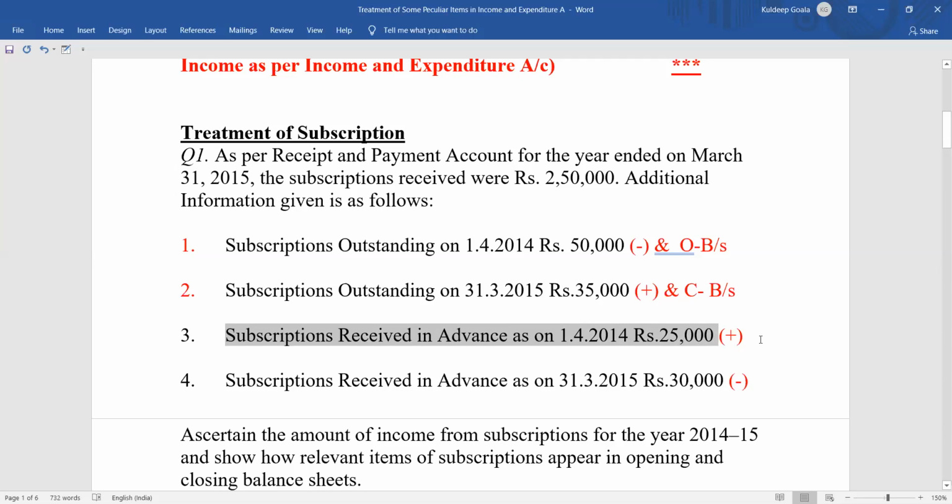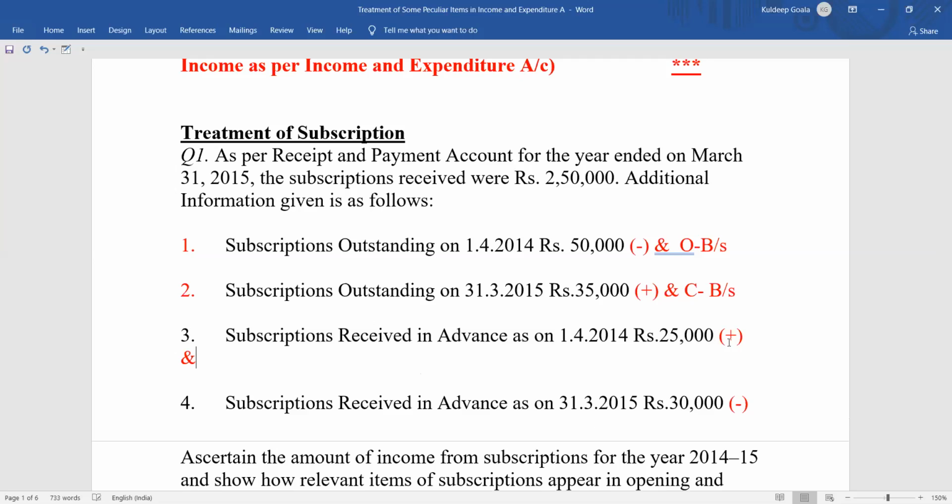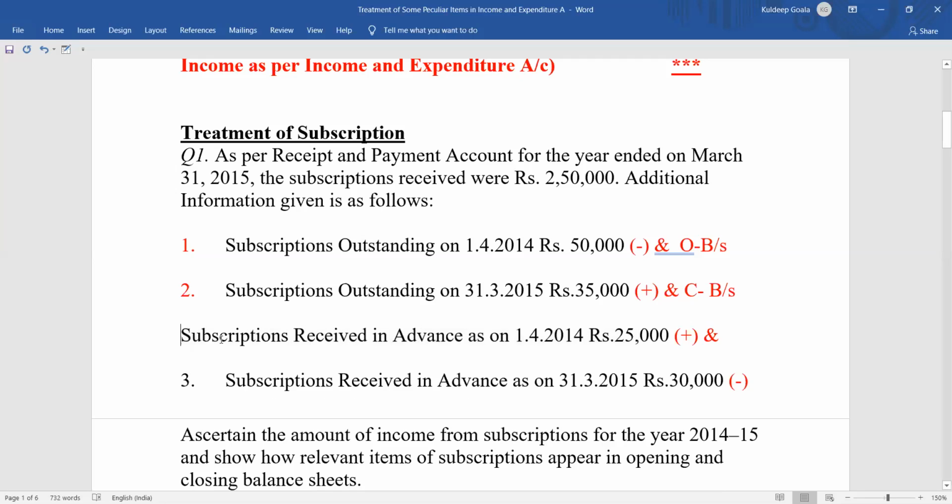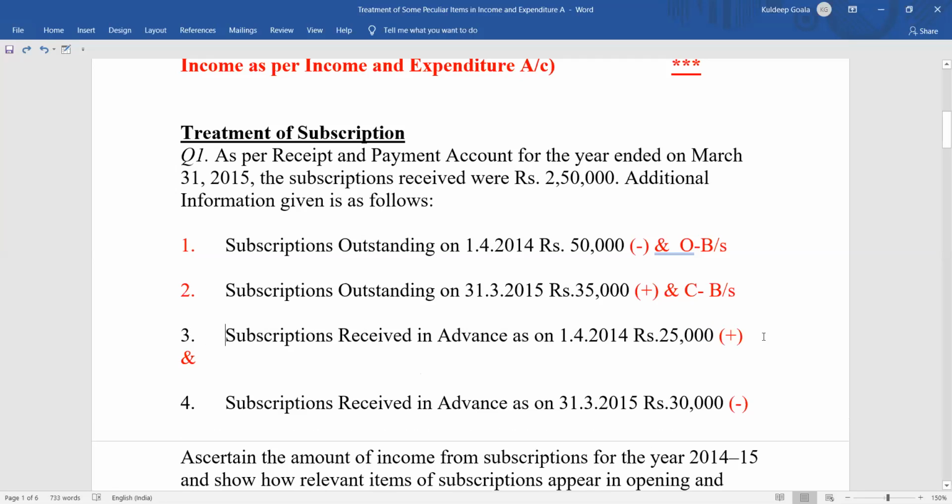लास्ट ईयर का एडवांस था. So लास्ट ईयर का एडवांस मिला, मतलब लास्ट ईयर का क्या था? एसेट या लायबिलिटी? लायबिलिटी, right? Because it was last year's liability. So last year's liability means, what will happen? Last year's liability means it will be coming in the opening balance sheet. First thing, it will come in the opening balance sheet.